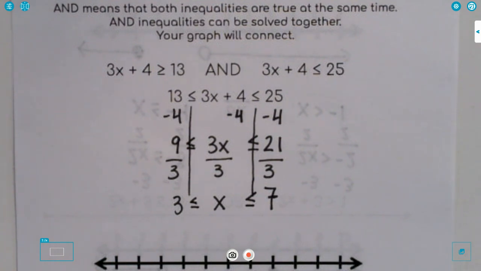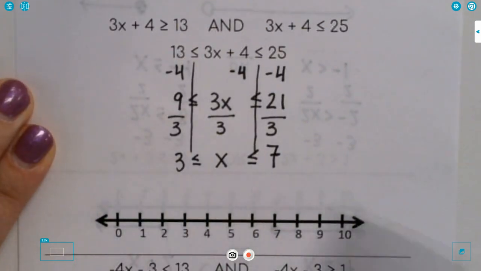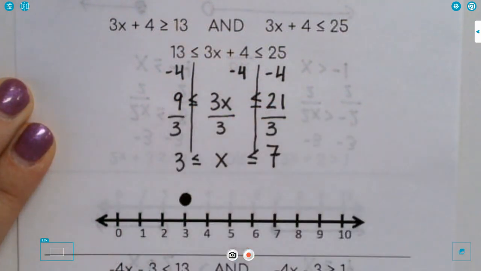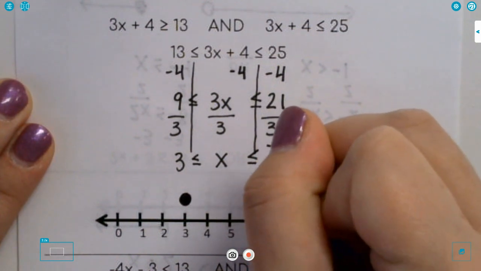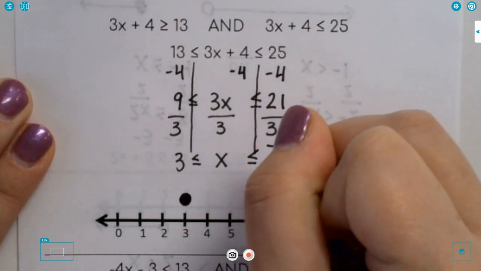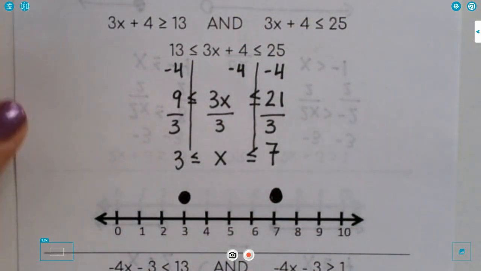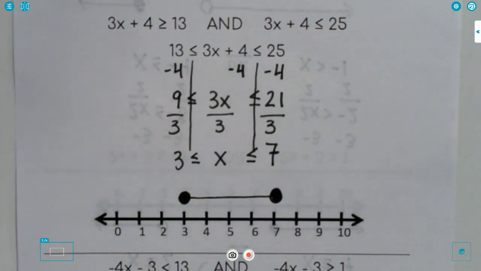Okay. From there, I can then graph all of this. So I'm going to put a closed circle at 3 since it's less than or equal to. And then I'm going to put a closed circle at 7 since it's less than or equal to. And then my solutions, all of my possible x's are in between, so I just connect those two. And that is my graph.